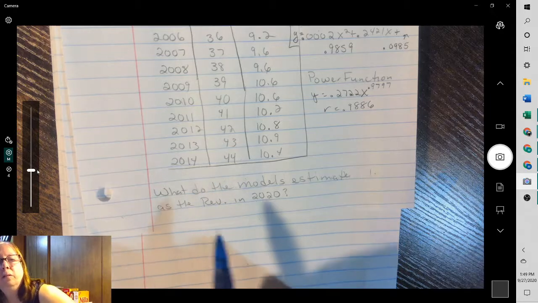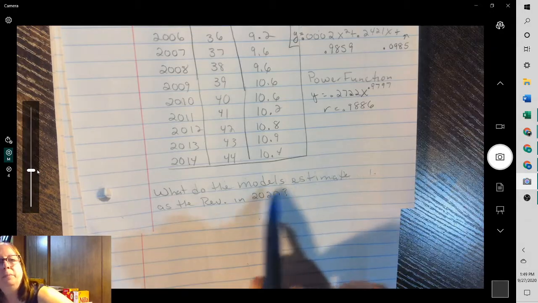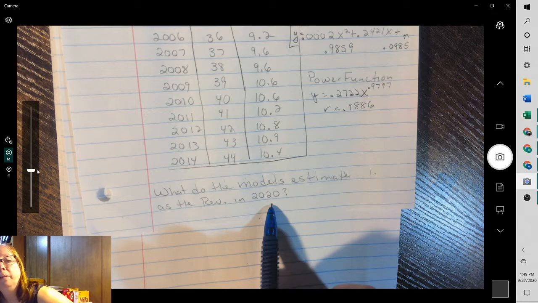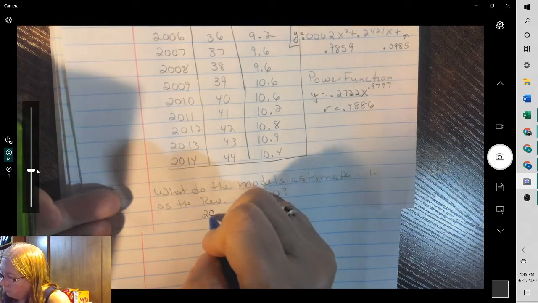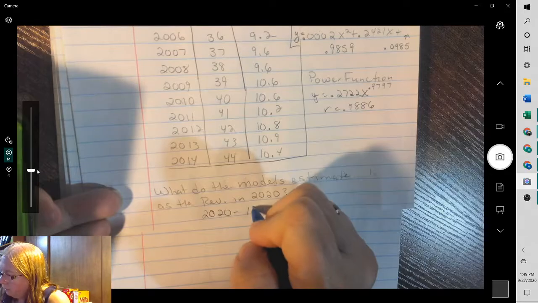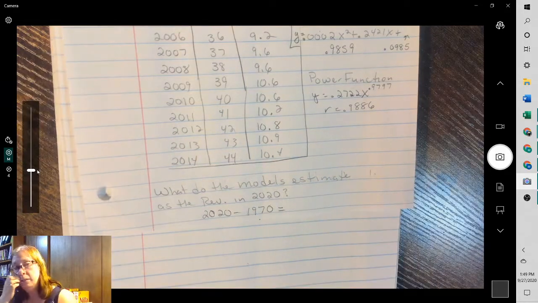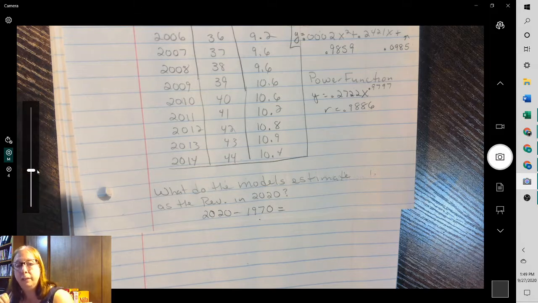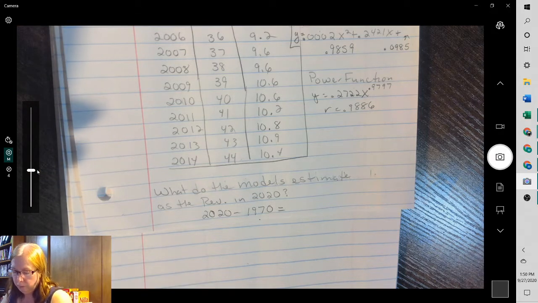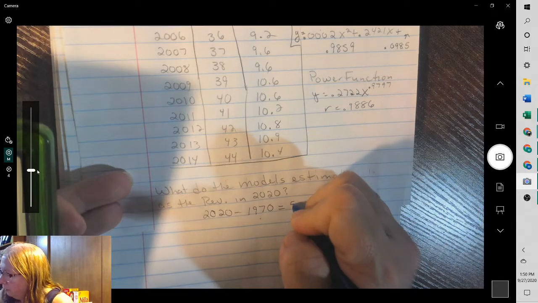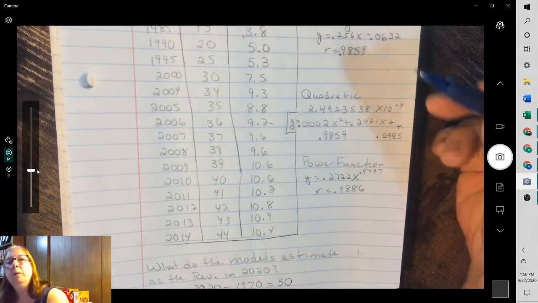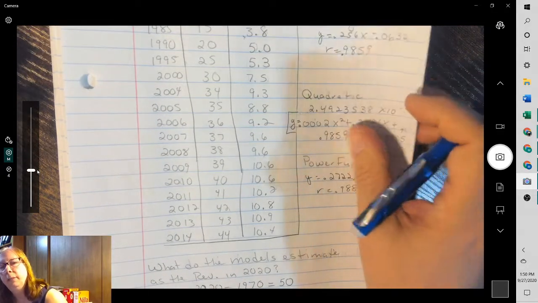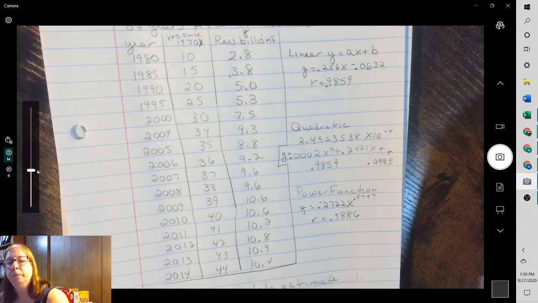It says, what do the models estimate as the revenue in 2020? So if we wanted the revenue in 2020, we would still first take 2020 and subtract 1970, because remember, X is the number of years after 1970. So 2020 minus 1970, which I know already is 50. We need to plug in 50. Now, since we already put these into graph, there's a table that will find the value for you.